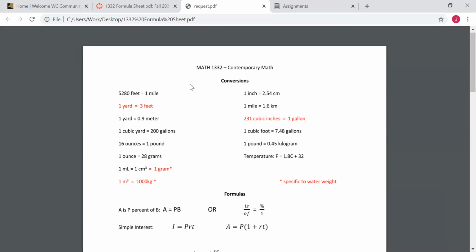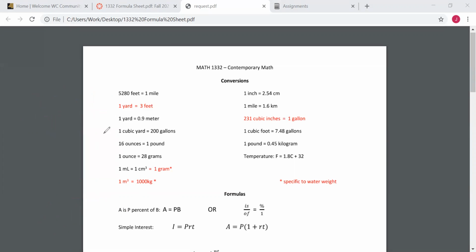5,280 feet is a mile. That means you yourself can convert that into the unit fraction, 5,280 feet per 1 mile. Or you can flip it on its head, 1 mile per every 5,280 feet, just depending on what you need. What unit you're trying to cross out, that's the unit you want to put on bottom when you're making your unit fractions.